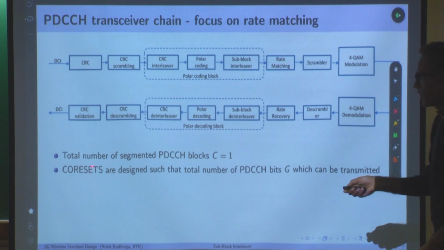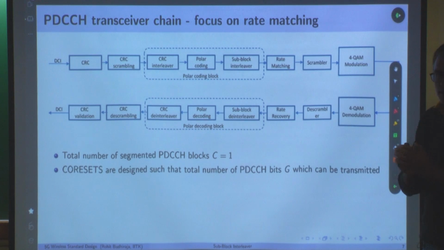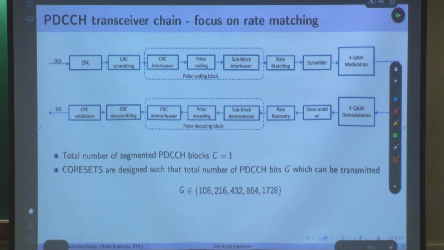Now I'll have to remind you about these core sets. What are those core sets? Core sets are the control resource sets on which finally these QAM modulated symbols are going to be transmitted, and they are designed in a special way. We are going to discuss that in great detail, but for this slide what is required is that these are the control resources on which these QPSK PDCCH symbols will be transmitted, and they are designed such that the total number of PDCCH bits G which can be transmitted is something like this.